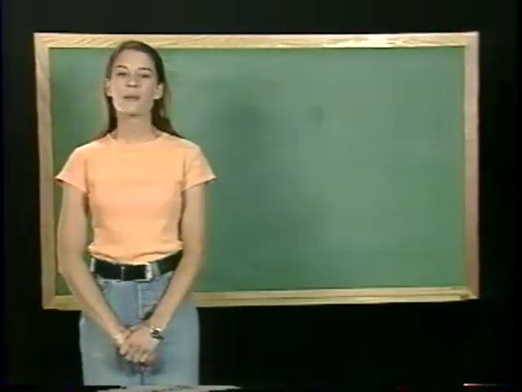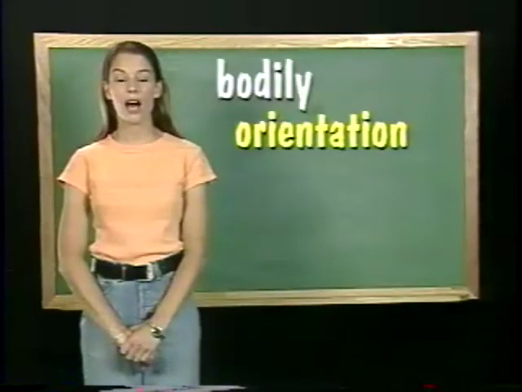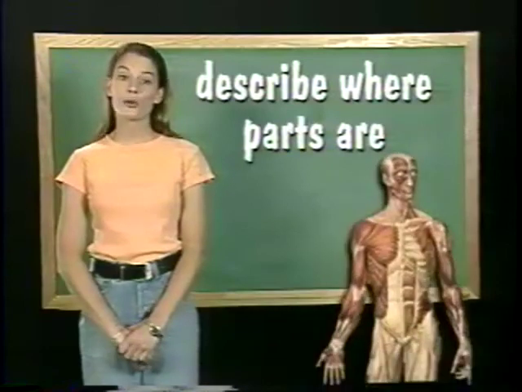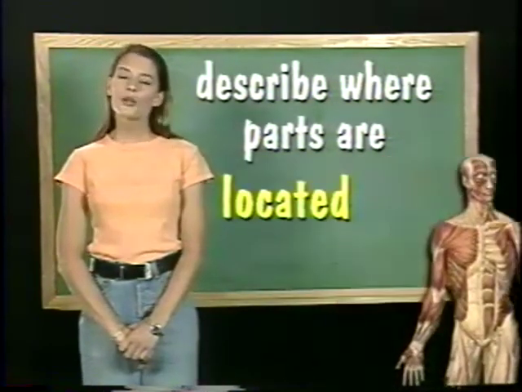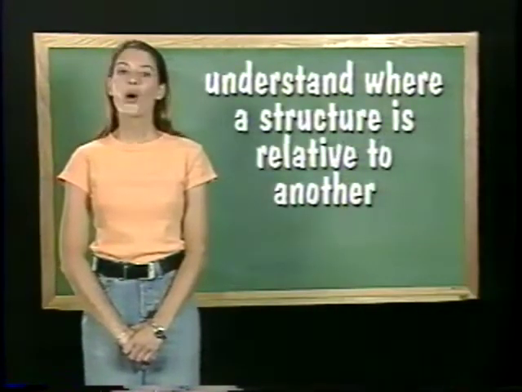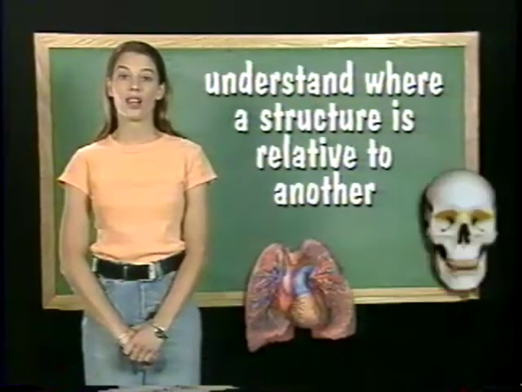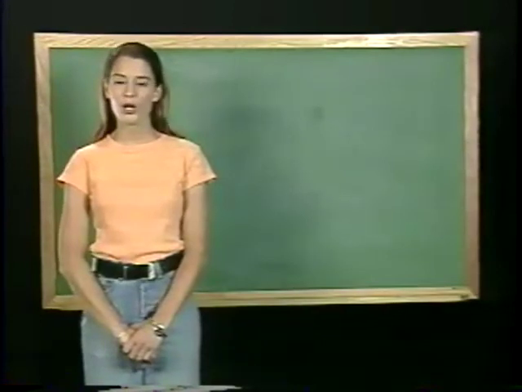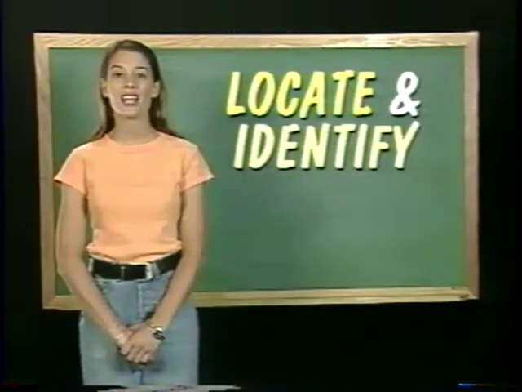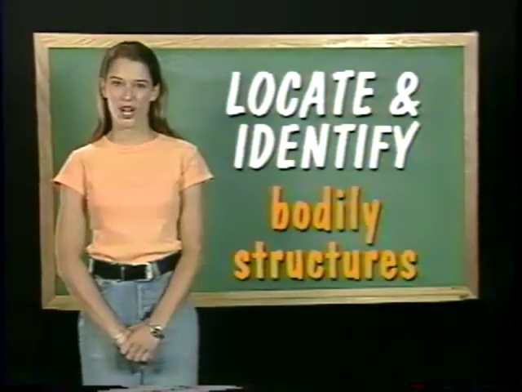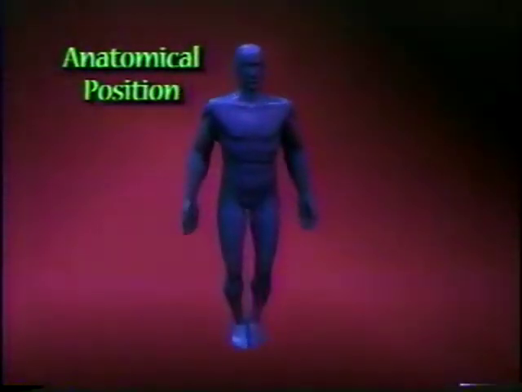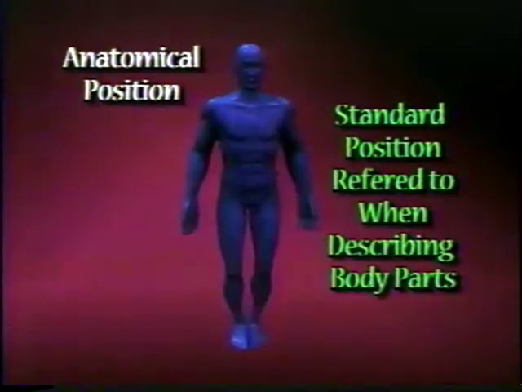Because of this, it's important that you learn the terms that describe bodily orientation and direction. You want to be able to describe where certain parts of the body are located, and you also want to be able to understand us when we're describing where a structure is found relative to another one. So a firm grasp on these anatomical terms will help you get a handle on how to locate and identify different bodily structures. So the first term you'll want to memorize is anatomical position.